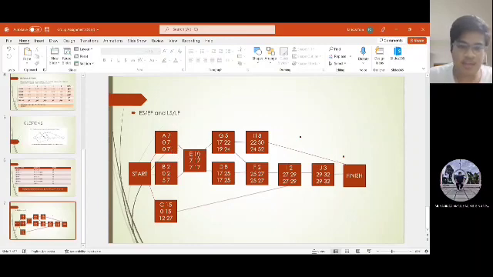So 7 plus 10 equals 17. And next, G, 17 plus 5 equals 22. H, 22 plus 8 equals 30. And going to finish. This is also the same with the C.